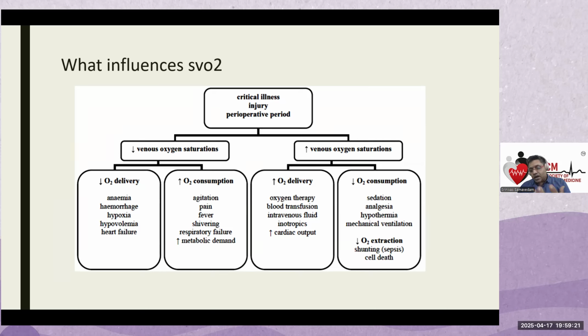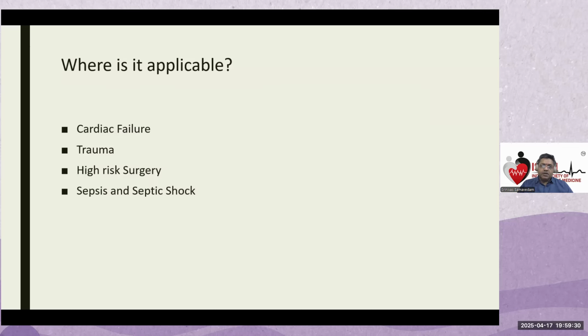So you need to look at other modalities of reactivating them, like giving them thiamine, giving them methylene blue. This is something we need to be looking at all the time in our patients. It is applicable in heart failure, in trauma, in high-risk perioperative surgery patients, and among patients with sepsis and septic shock.